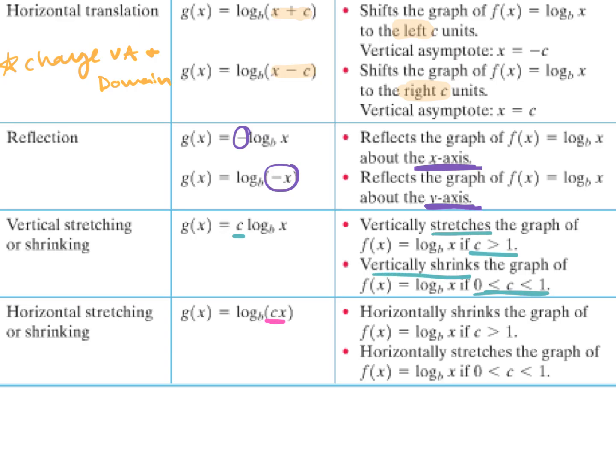If it's happening directly to x, it's the opposite. So if it's greater than 1, it's a horizontal shrink. If it's in between 0 and 1, it's a horizontal stretch.